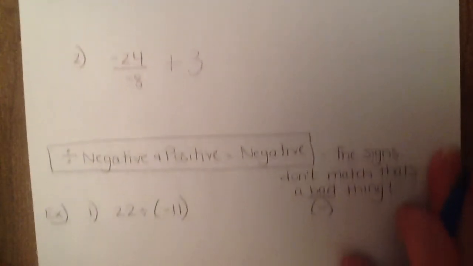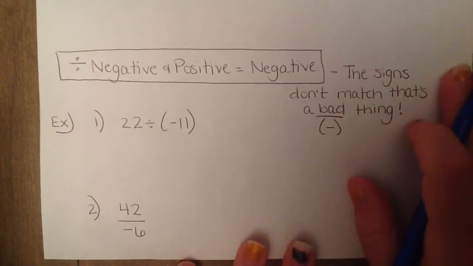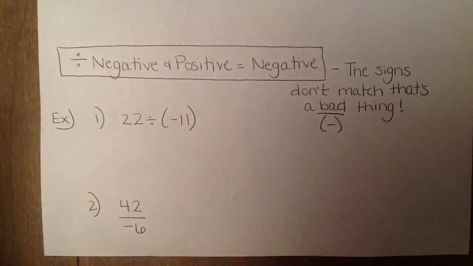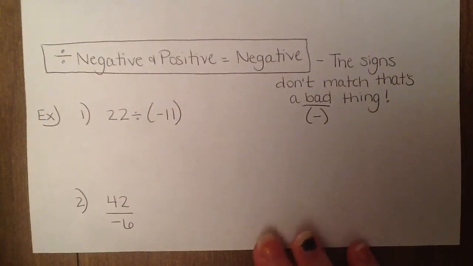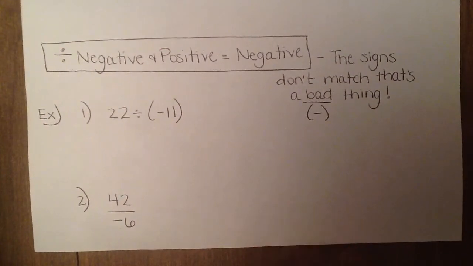Let's look at if the signs don't match. If we have a negative and a positive that we are dividing. Okay? Dividing a negative and a positive, our answer is going to be negative. The signs don't match. That's a bad thing. So if the signs don't match, that's a bad thing, or our answer is negative.